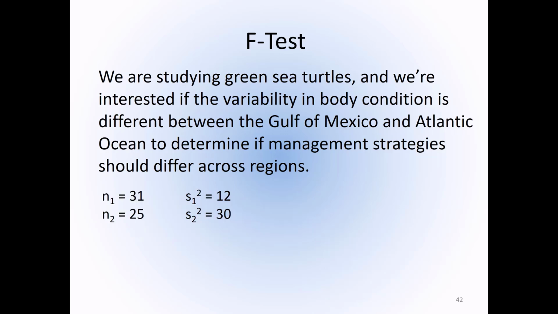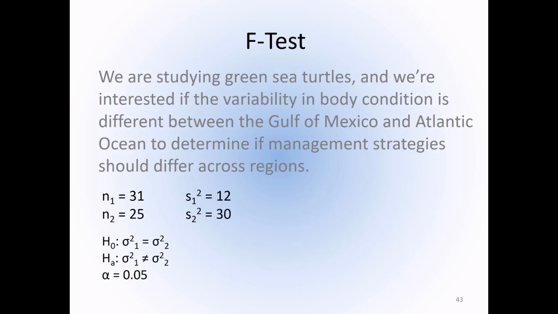So we are given some sample sizes and some variances for our respective regions. So we have sample sizes of 31 and 25. And so in this particular case, because the sample sizes are different, it's going to be important to keep track of which sample is the numerator and which is the denominator. And then we're also given the variances for these two regions. And so again, with our F-test, our null hypothesis is that these two variances are equal. Our alternative hypothesis is that our two variances are not equal. And we'll use 0.05 for our significance level again.